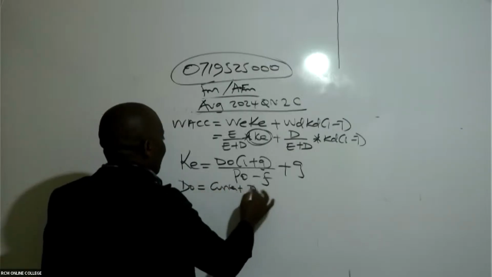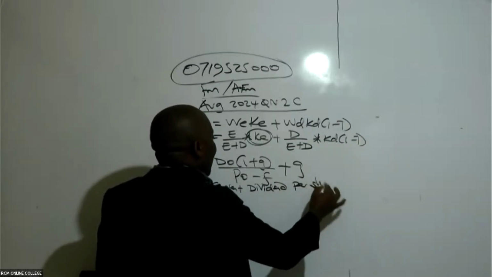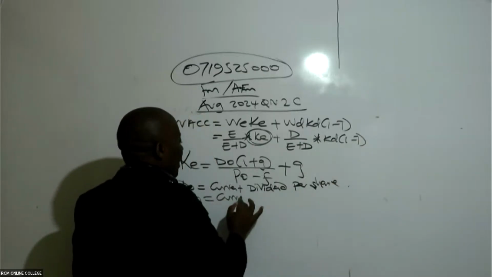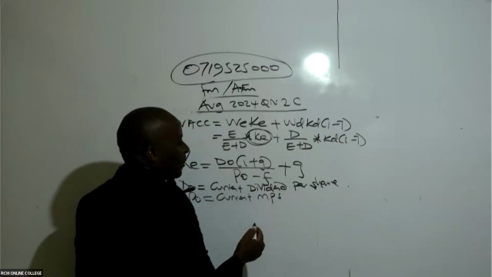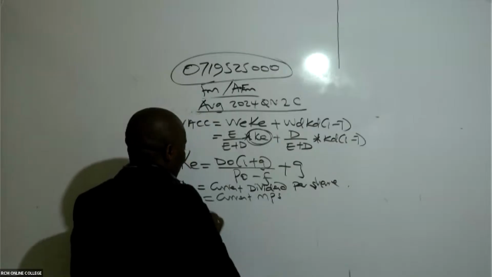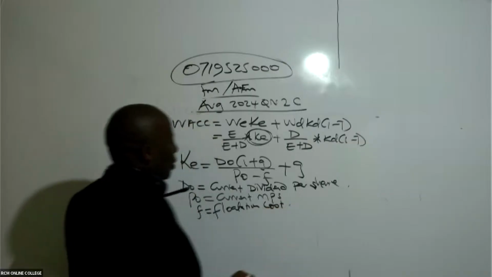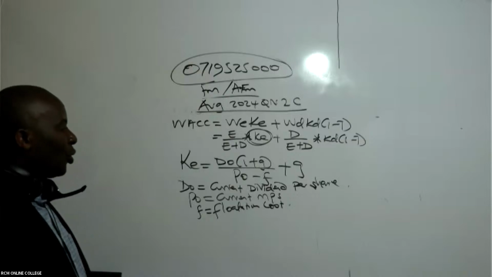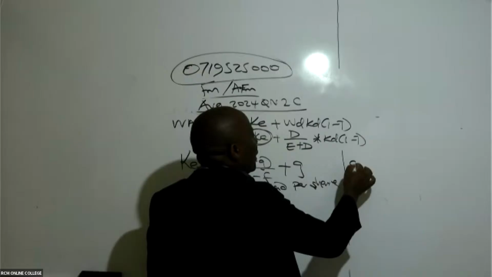Current dividend per share. P0 is current market price per share. Then we have F, which is flotation cost. Then, of course, we have G, which is the growth rate.